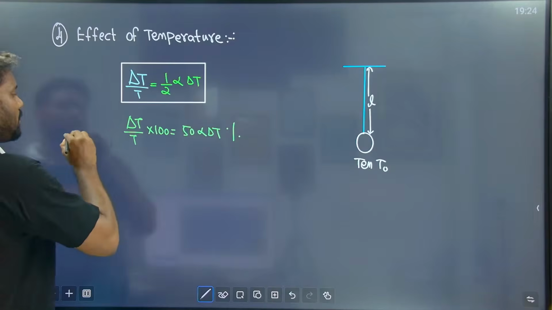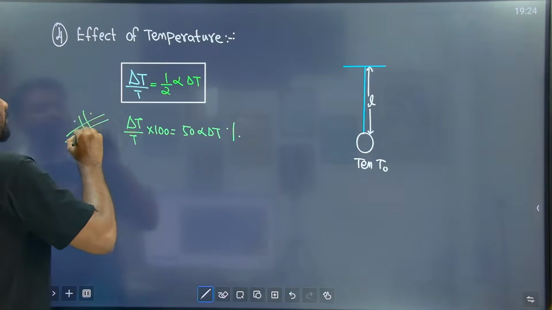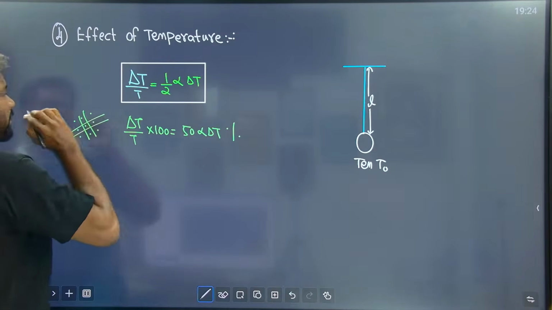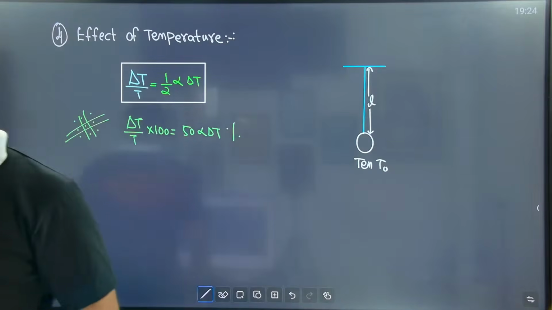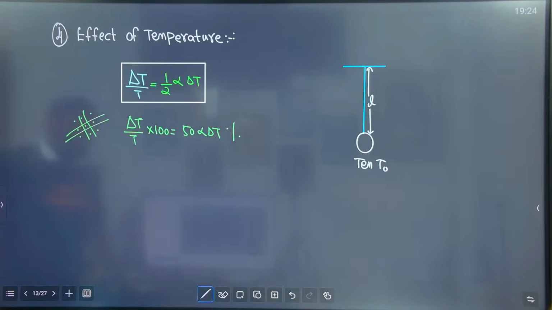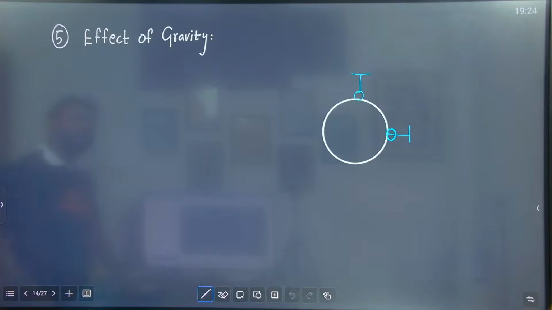This must be known clearly. Very important problem. You must know clearly. Yes or no? This is a very important idea. Clear? Okay, next one is the effect of gravity. So how will gravity affect it?